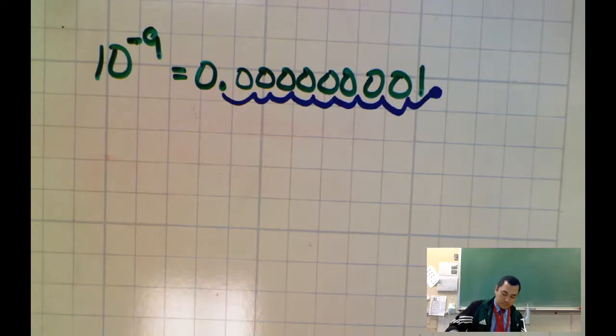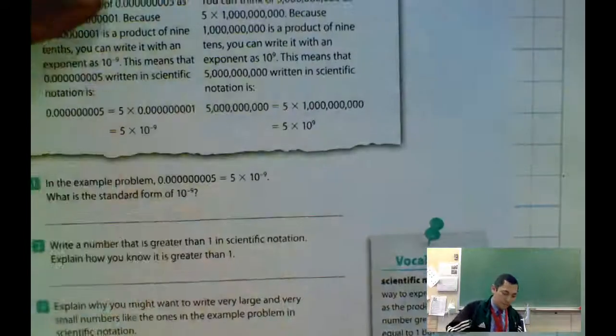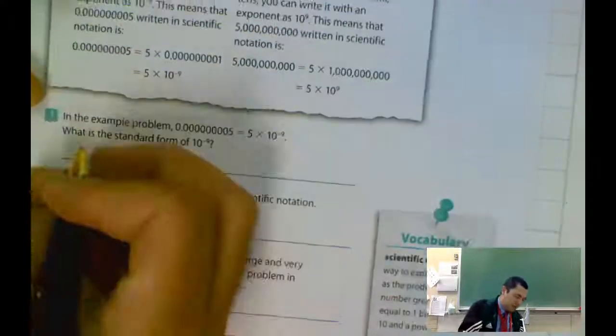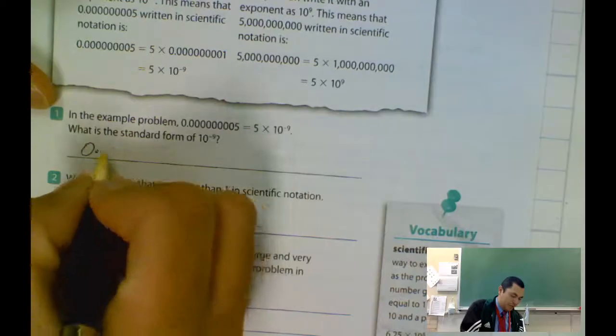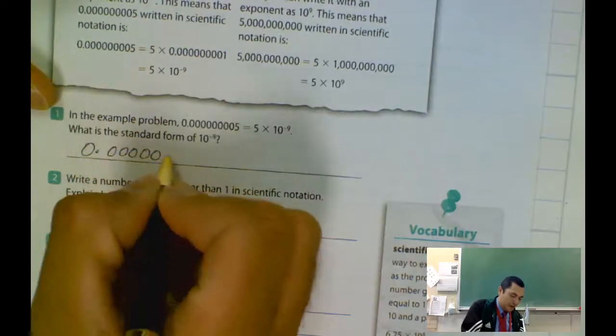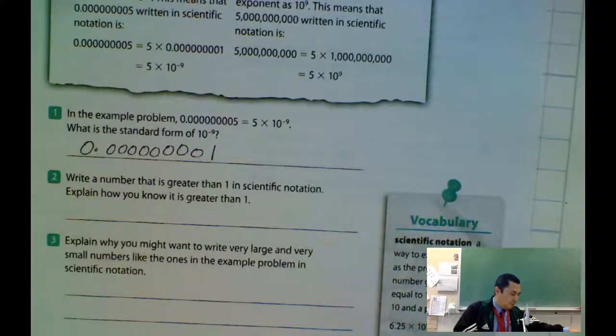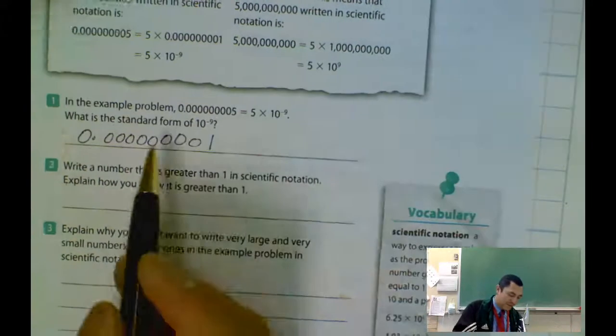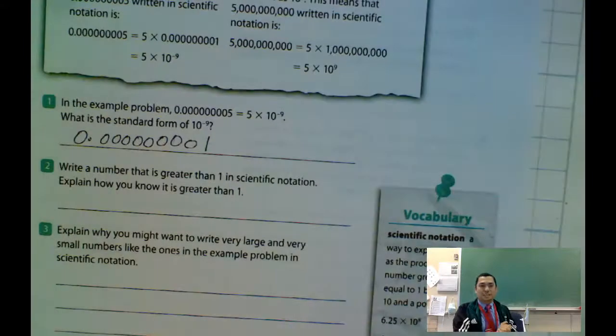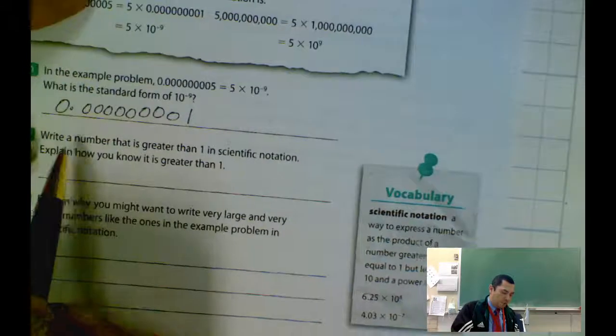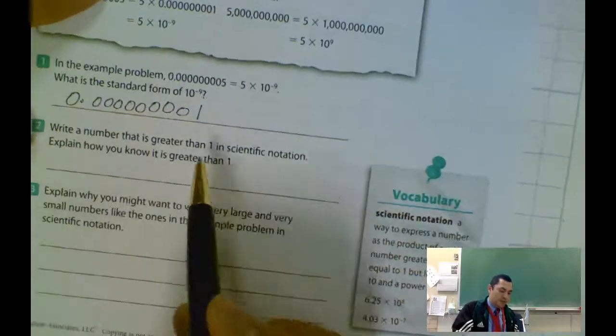Now let's put it in the paper. Remember that you need to put this one in the paper and then turn it in as homework. So in this case, you're going to have 0.1, 2, 3, 4, 5, 6, 7, 8, and 1. I'm making sure my count is correct. So that's the solution.